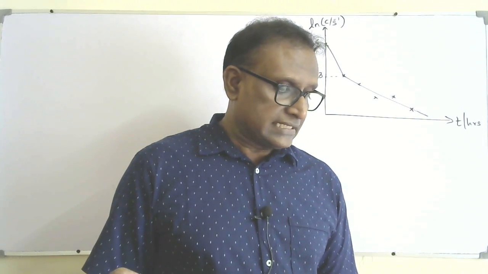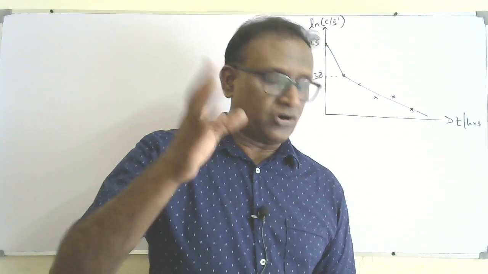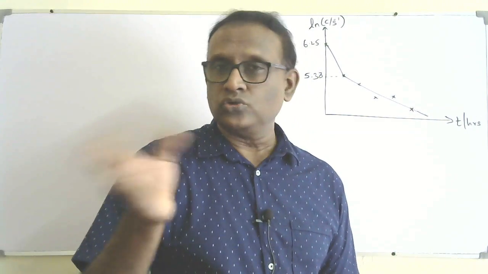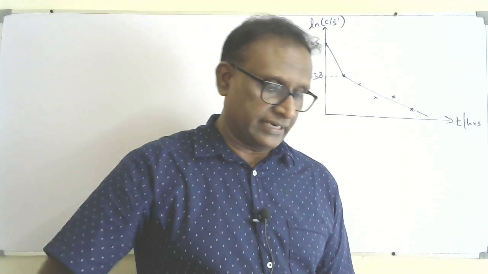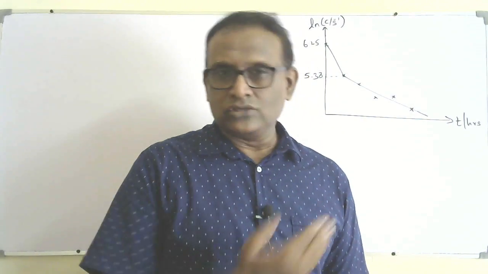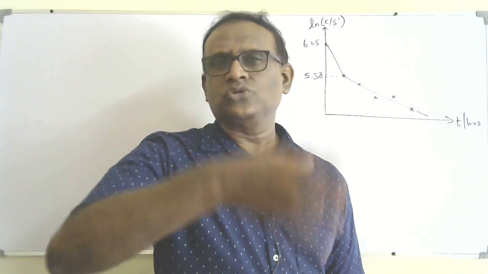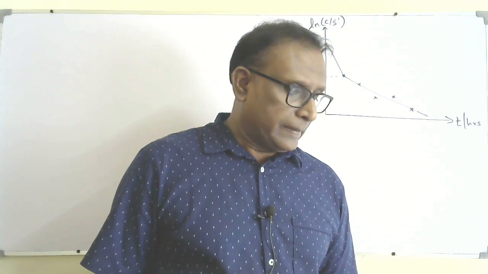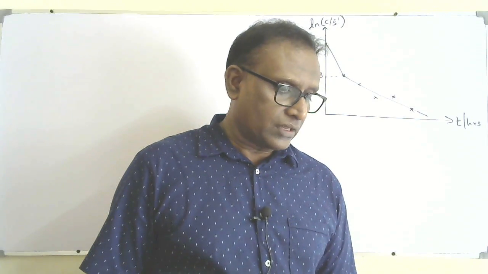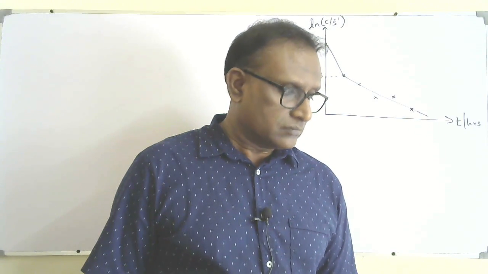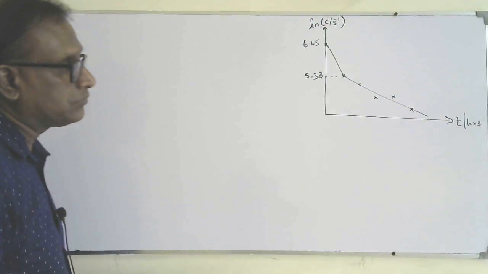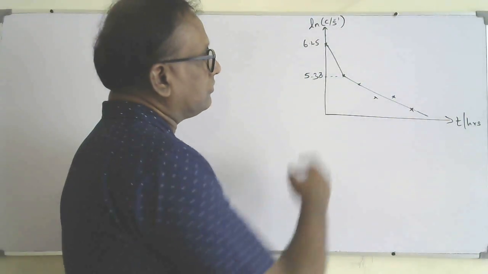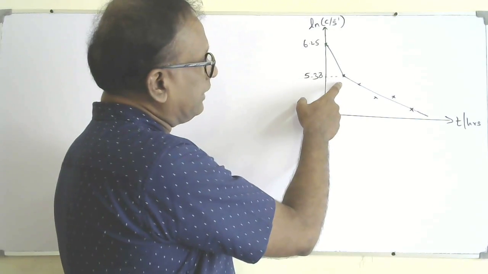Plot a graph of ln C against time. You know how to take the ln for the given count rate. You can give it in 3 significant figures, or 2 decimal points, all the readings. You know how to do that. I can't do that calculation on the board, that's a normal thing. And plot a graph of ln C against time. You will get a graph something like this shape, going up to 5.38.